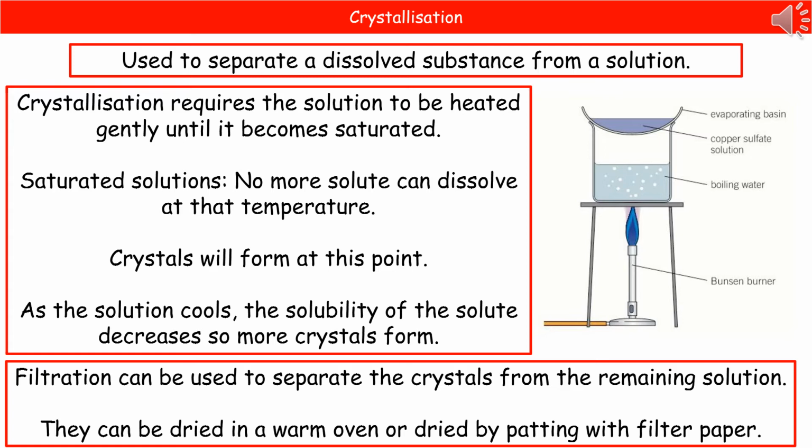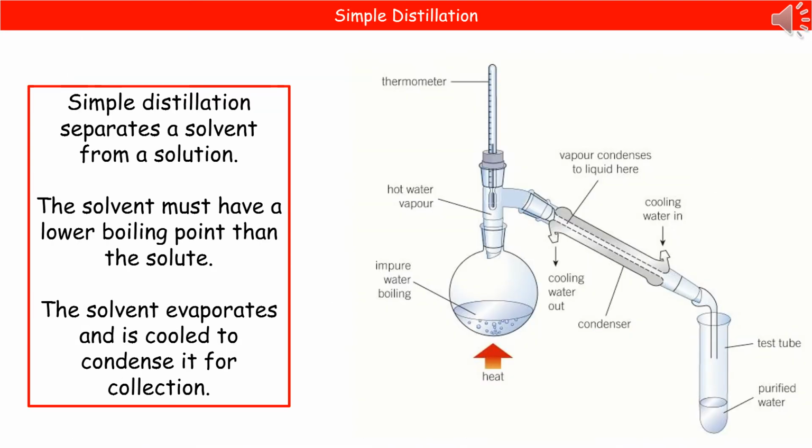Once we've actually got those crystals, we can use filtration to separate them from the remaining solution and then dry them in a warm oven or pat them with some filter paper. Our third process is simple distillation, and the setup is on the right there.